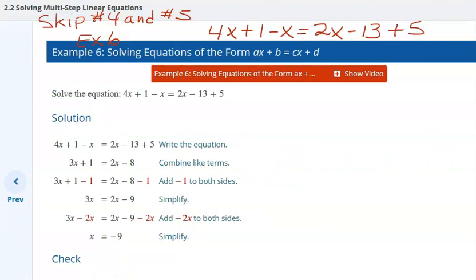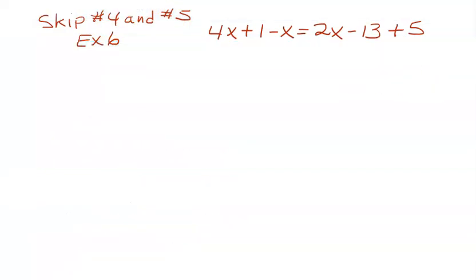So this is not too long. We're going to skip examples 4 and 5. So example 6 is our next one. And as we go to the whiteboard, you want to copy it down carefully. And then after study, what would you do first?